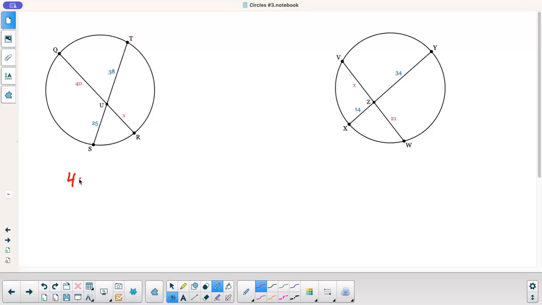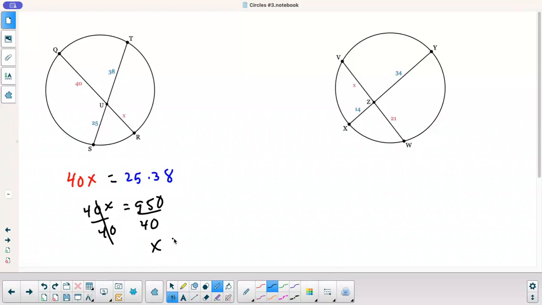So it's going to be 40 times x equals 25 times 38. So this will give me 950, divided by 40 gives me 23.75. Since that's an exact decimal, I will leave it.